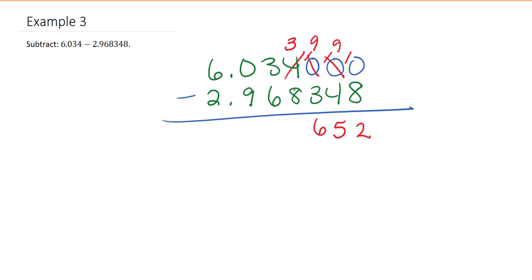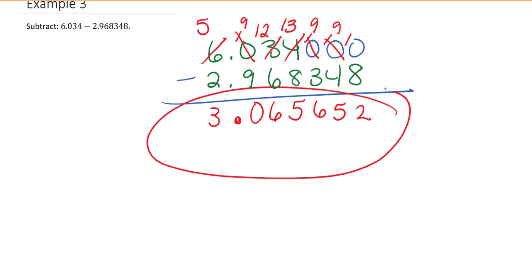3 minus 8 can't be done. So we need to go ahead and borrow from this 3. So that becomes a 2. This becomes a 13 minus 8. So that is 5. 2 minus 6 can't be done. So we need to go ahead and borrow. But we can't borrow from the 0. So we have to go all the way to the 6. That becomes a 5 as we borrow 1 from it. Now we have 10, which then becomes a 9, and then we have 12. So 12 minus 6 is 6. 9 minus 9 is 0. Bring down the decimals. 5 minus 2 is 3. So this is our solution.